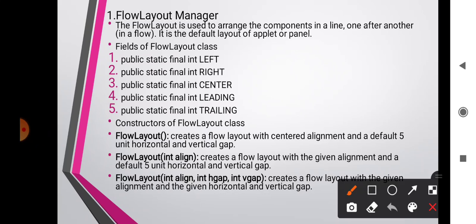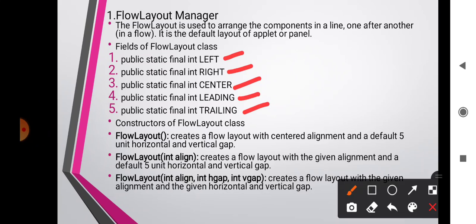The flow layout is used to arrange components in a line one after another in a flow, and it is the default layout of applet or panel. Fields of the layout class: public static int LEFT, RIGHT, CENTER, LEADING, and TRAILING.